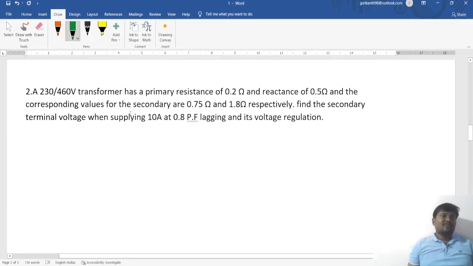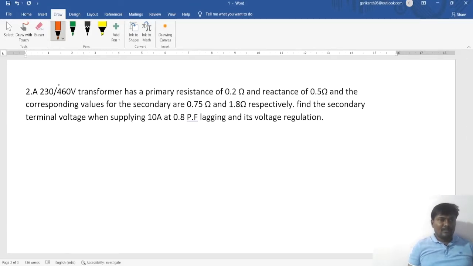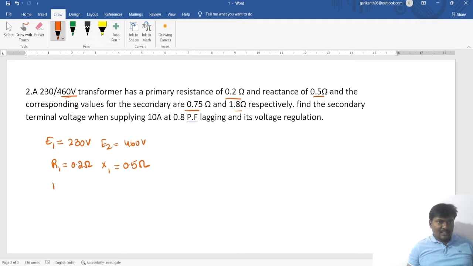So coming to the second problem, a 230 by 460 volts transformer has a primary resistance of 0.2 and a reactance of 0.5, and the corresponding values of the secondary are 0.75 and 1.8. So here the primary induced EMF is 230 volts and the secondary induced EMF is 460 volts, and the primary resistance R1 is equal to 0.2 ohms and the reactance X1 is 0.5 ohms, and now R2 is 0.75 ohms and the X2 value is 1.8 ohms. Find the secondary terminal voltage.